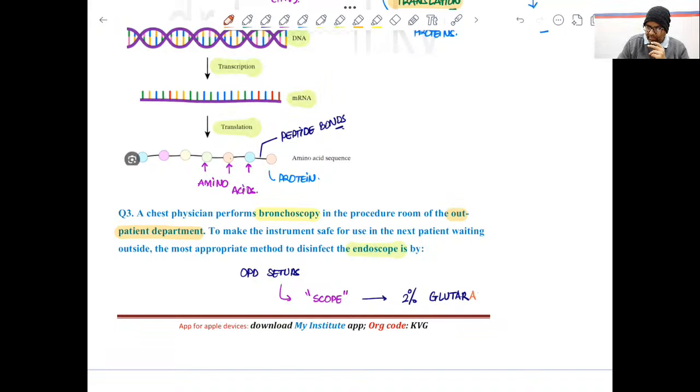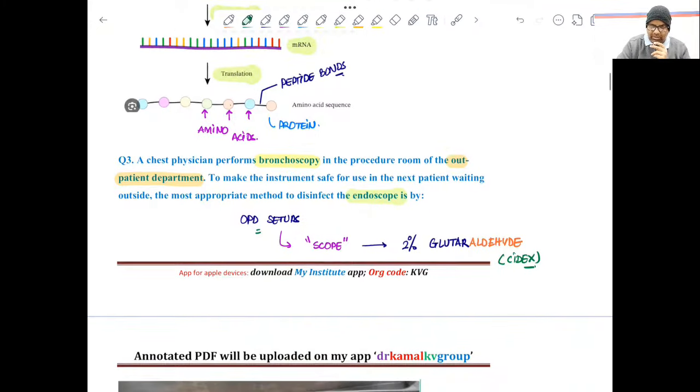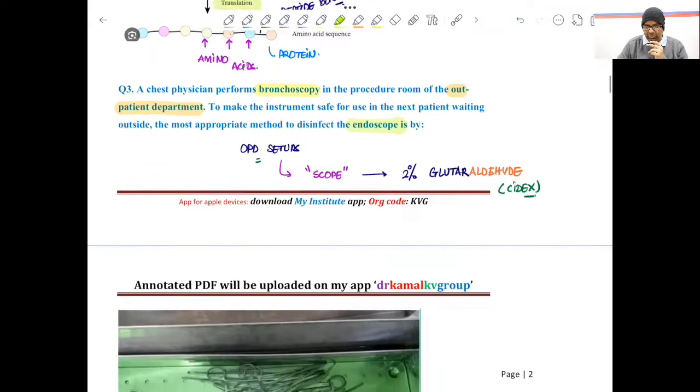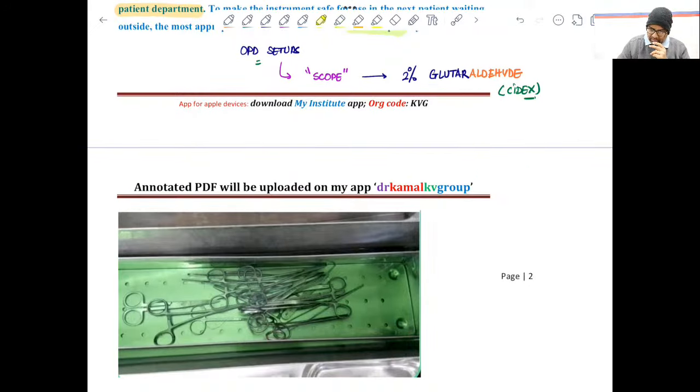So this is 2% glutaraldehyde, also known as Cidex. Clear? So especially in OPD setups, when we have to quickly sterilize the instruments so that they can be used in other patients as well. So this is the Cidex solution here. Clear? So this is the Cidex solution.